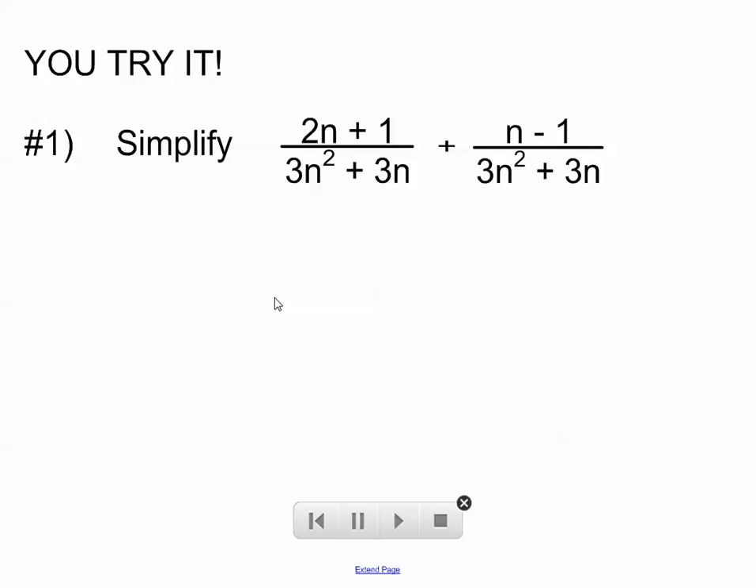Okay, so why don't you try this one? Go ahead and press pause, and when you're all done, press play, and my answer will be waiting. A little hint for you: make sure you simplify completely after you add the numerators.